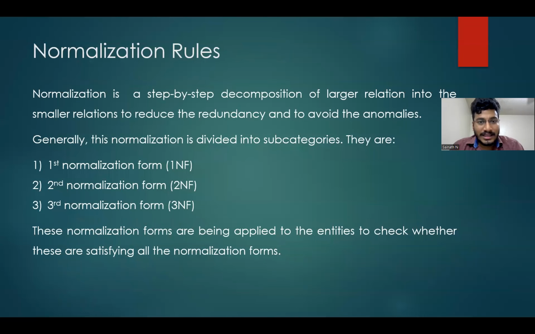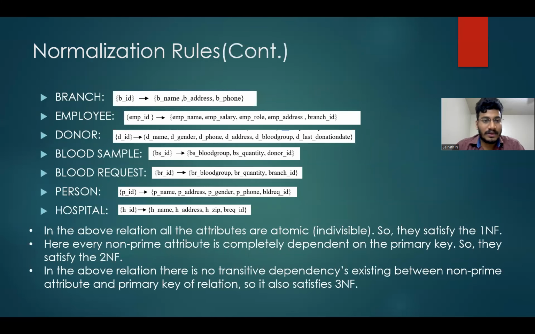And coming to the normalization rules that are applied to the tables. Basically, normalization is a step-by-step decomposition of larger relations into smaller relations to reduce and avoid anomalies. Here I considered up to 3NF, that is first normal form, second normal form, and third normal form. In the next slide, I have applied these normalization rules to my tables and made sure that all my tables satisfy up to third normal form.